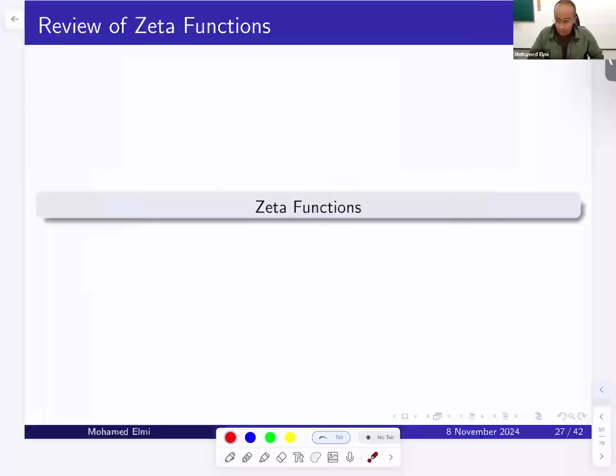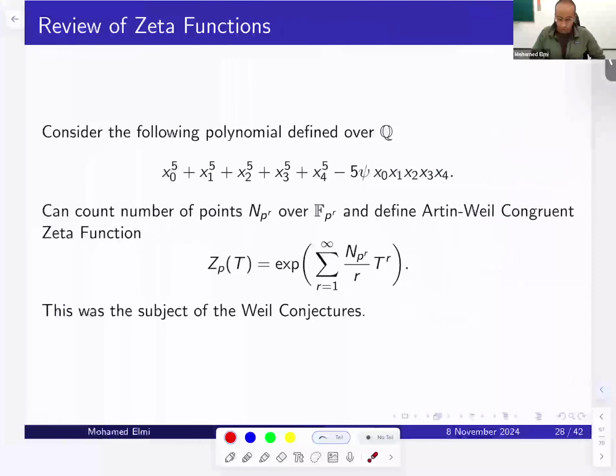And I will explain this trick. I'm running out of time, but unless there are questions, I should explain the trick. All right, I'm gonna move on. Okay, so the tool we'll use from arithmetic geometry is the zeta function.